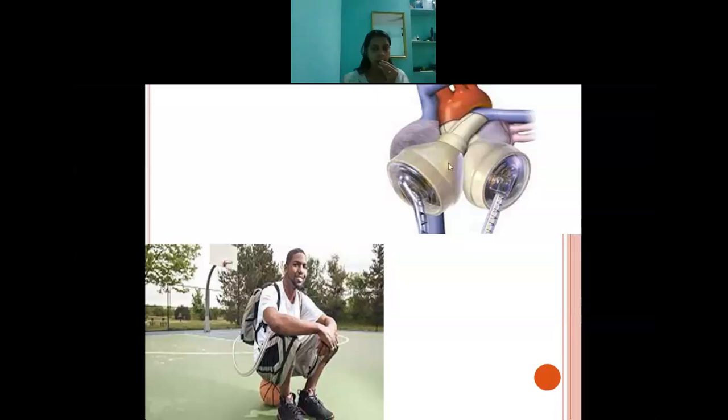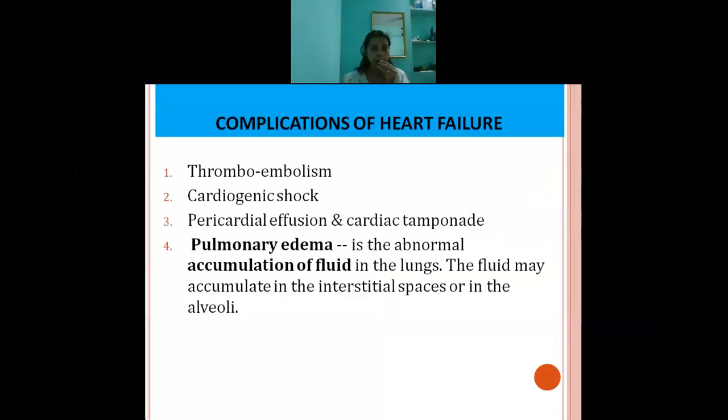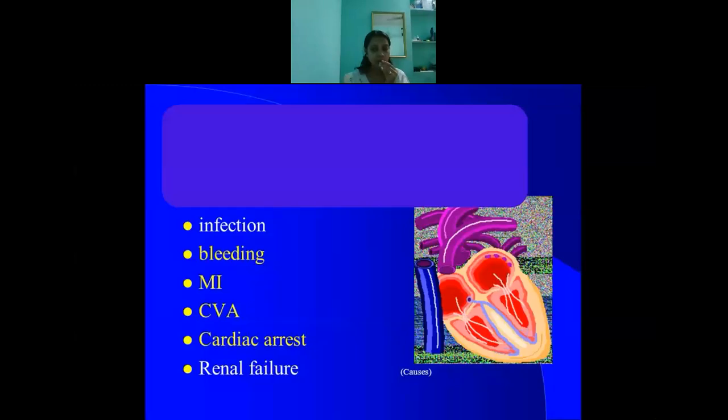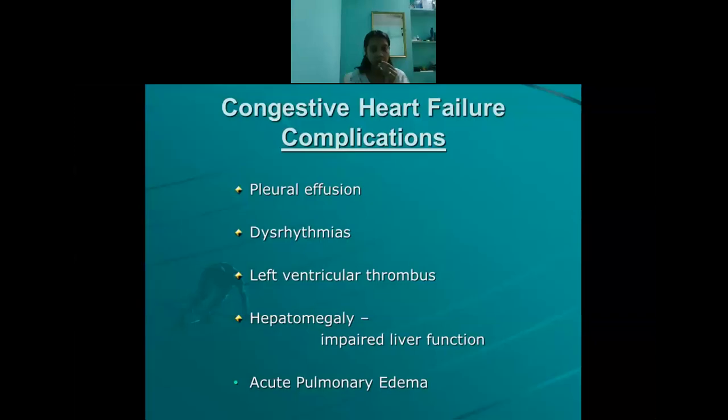Next, what are the complications of heart failure? Particularly, it can be emboli. The person can develop cardiogenic shock. They can also have pericardial effusion, cardiac tamponade. We have already discussed these conditions, where there is excess fluid accumulation in the pericardial sac. Then pulmonary edema, where there can be excess fluid accumulation in the lungs. Infection can develop. There can be chances of MI, stroke, cardiac arrest, renal failure, respiratory failure. Then arrhythmias can develop. Lethal arrhythmias can be there.